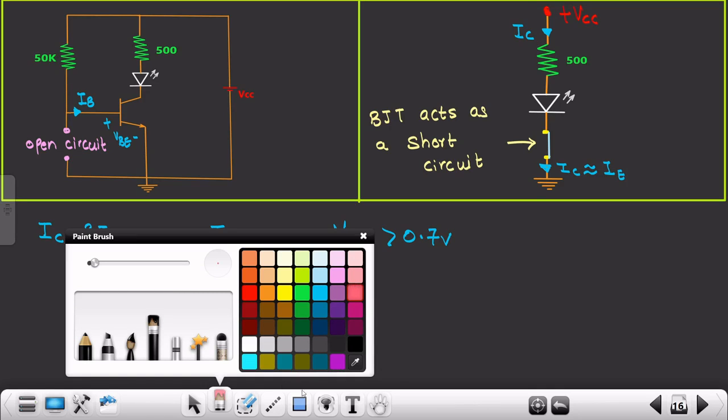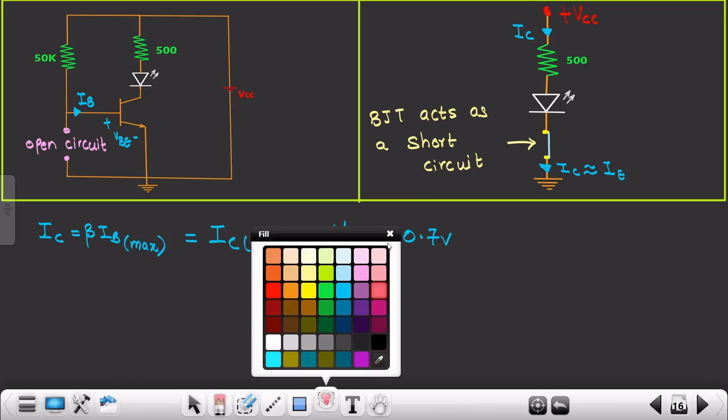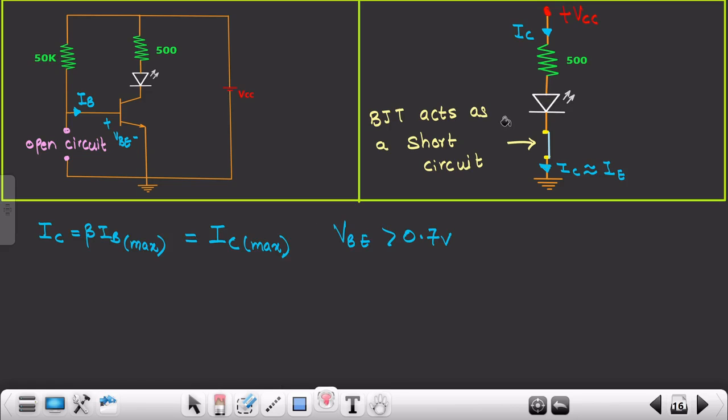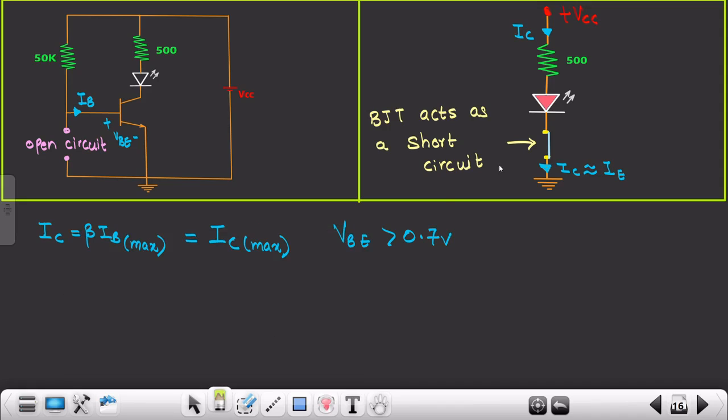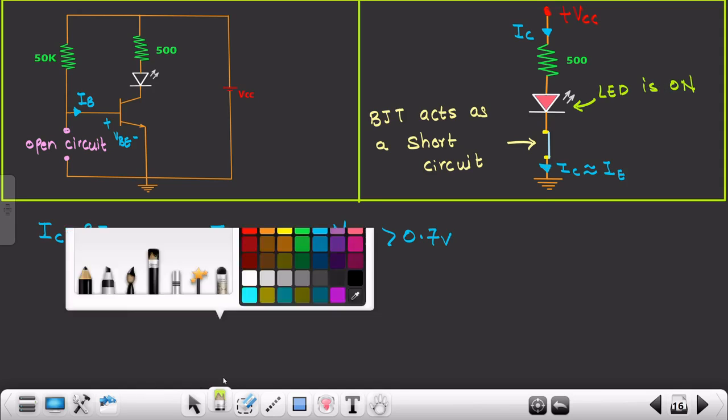So I'm taking just a random color, just for the explanation purpose. So this LED would be on. It would be in on condition. So let me write over here. LED would be in on condition. LED is on. So the conclusion is this.